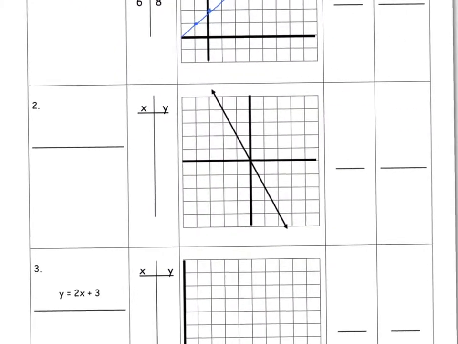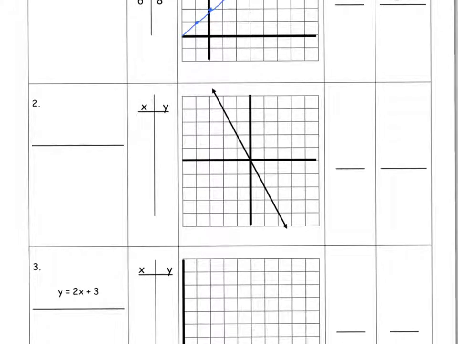Alright, for number 2, we are just given a graph. So when we look at this graph, the key to figuring it out is, first of all, the graph is going right through the origin, and I know that the ordered pair for the origin is 0, 0. So in knowing that, I know that when x is 0, y is 0. So that means that the y-intercept is going to be 0. So these are all the clues that I can get just from seeing that the line passes through the point of origin.